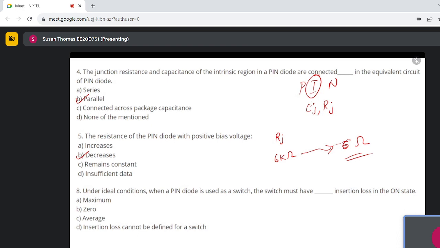And when we use a pin diode as a switch, if it is in an on state, we ideally expect a good operating switch to have zero insertion loss. Okay, so that is zero. If it is the off state, it's the maximum, I mean it's infinity insertion loss, we can say.